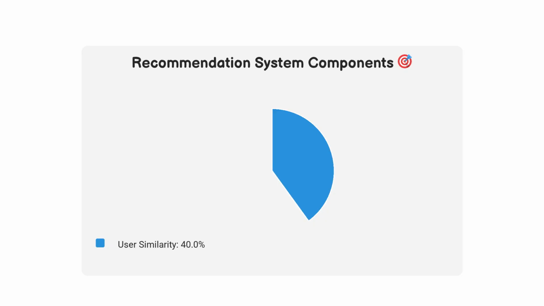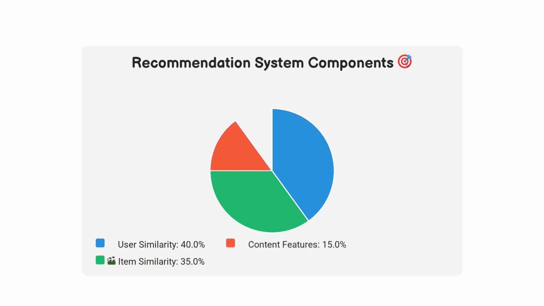Let's break down what makes recommendation systems so powerful. User-based collaborative filtering accounts for 40% of the accuracy, finding similar users with similar taste. Item-based filtering adds another 35% by finding similar movies. Content features like genres and actors contribute 15%. And the remaining 10% comes from advanced techniques like deep learning and hybrid models.